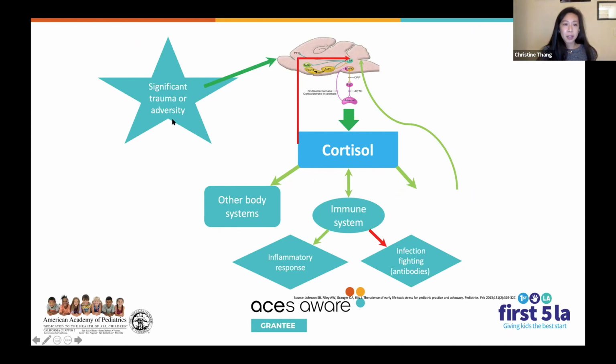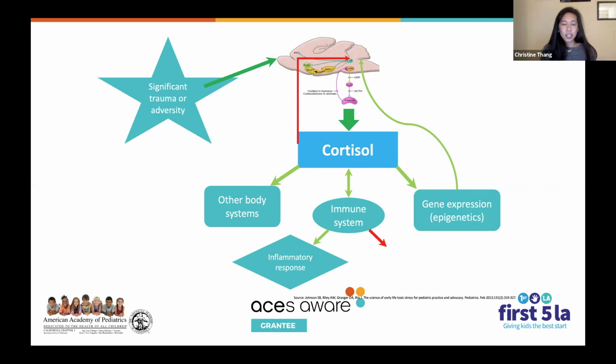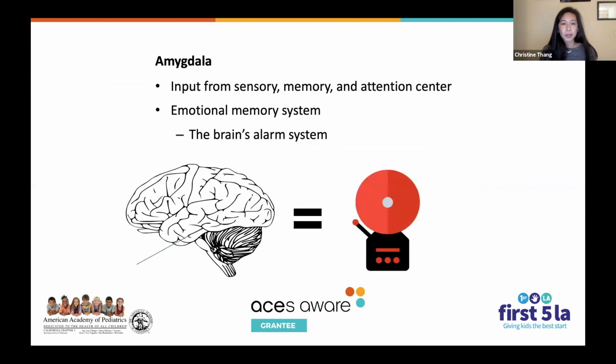But when you're exposed to that significant trauma or that adversity, what happens is that your body is no longer at the state to be able to fight off infections, let's say, right? You're sort of existing in survival mode. And your body is smart. What it does is that your gene expression will also be altered, as it should, because you're trying to adapt to what's needed constantly.